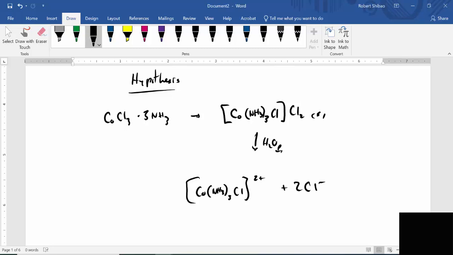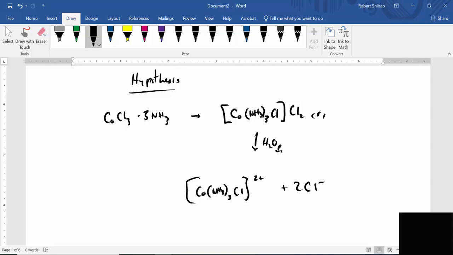But how can people predict when it's going to act as a Lewis base instead of forming an ionic structure? Because in general, all of these will act as a Lewis base, all of them. And we look at how good the ligand is. Like ammonia is a pretty good ligand, so ammonia will displace chlorine.